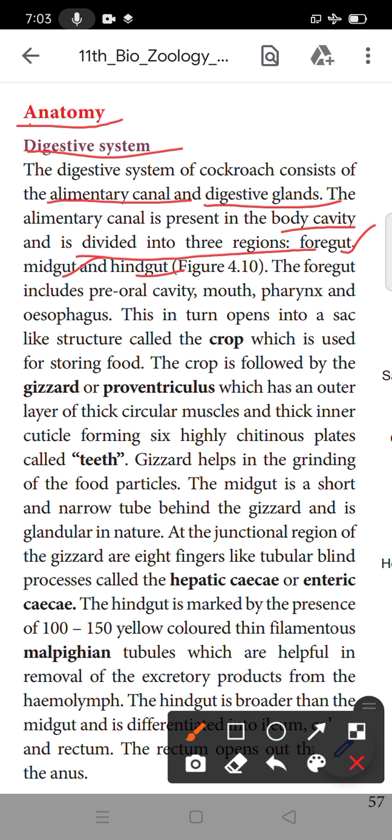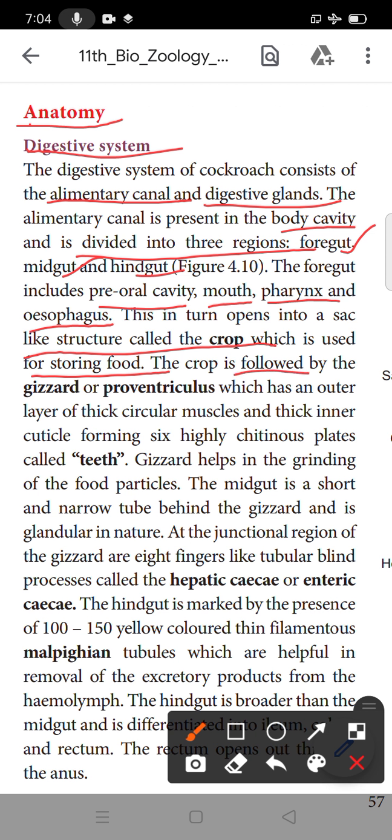The foregut includes the pre-oral cavity, mouth, pharynx and esophagus. This in turn opens into a sac-like structure called the crop, which is used for storing the food. So the purpose of the crop is storing the food.